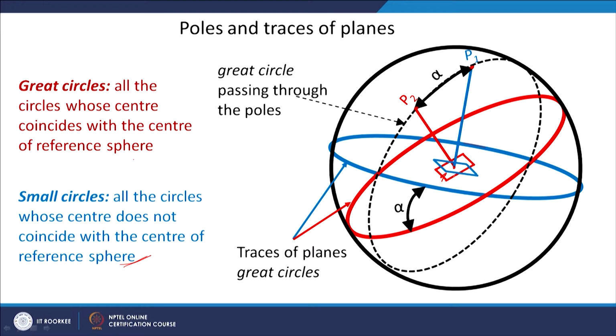All the angular measurements are actually done on the great circle. I will show you how we can do that in the next lecture. First, let us see how this circular projection can be divided into multiple circles.